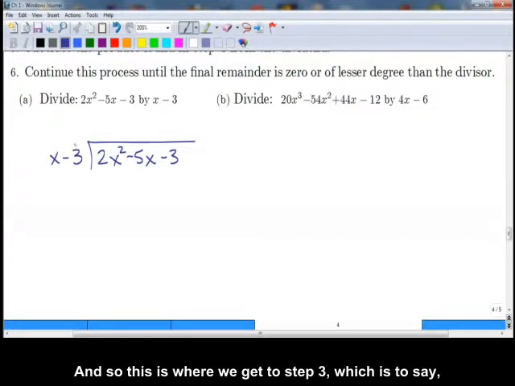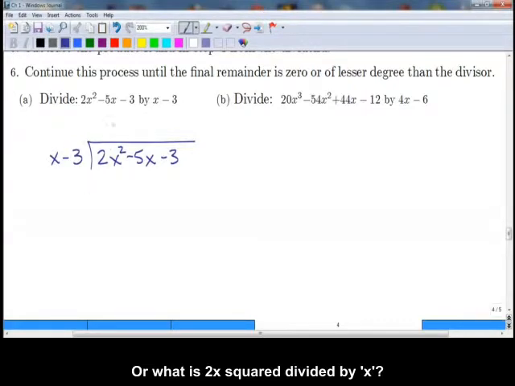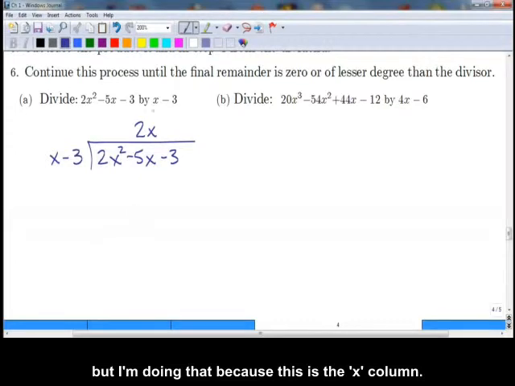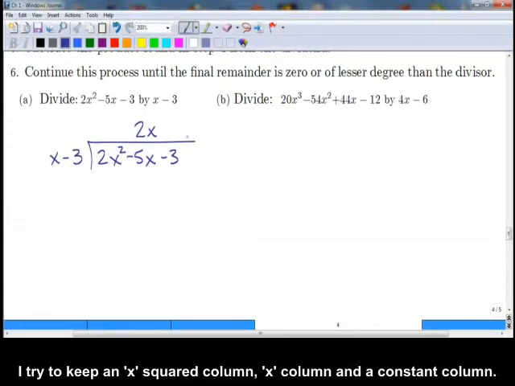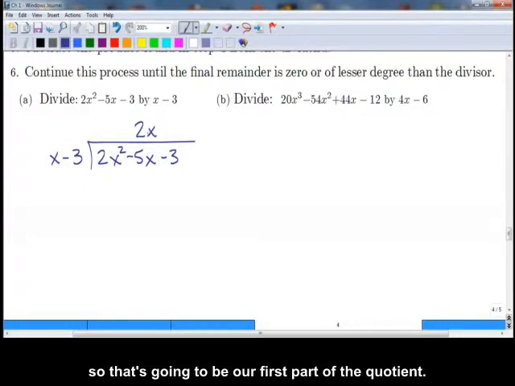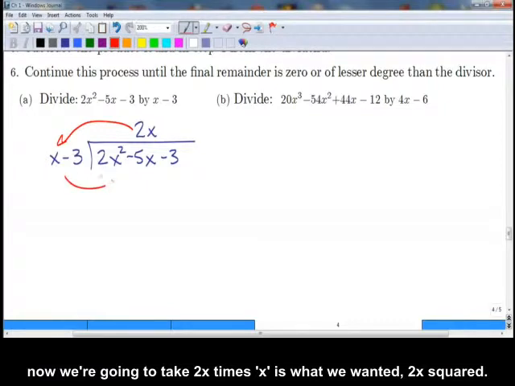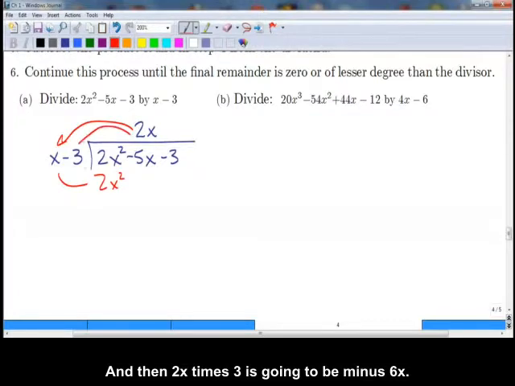And so this is where we get to step 3, which is to say, what do we have to multiply x by to get 2x squared? Or what is 2x squared divided by x? Well, that's 2x. I'm putting it over here because this is the x column. I try to keep an x squared column, an x column, and a constant column. So x squared divided by x is 2x, so that's going to be our first part of the quotient. Now we take 2x times x, which is what we wanted, 2x squared. And then 2x times 3 is going to be minus 6x.